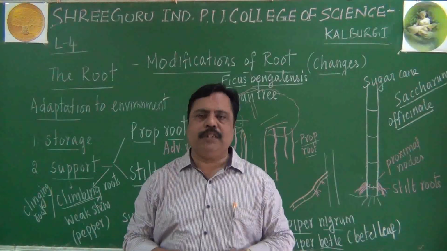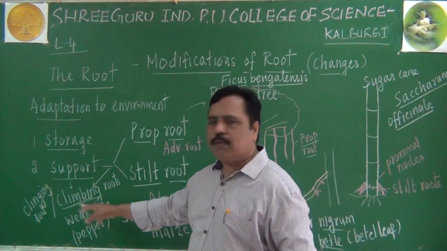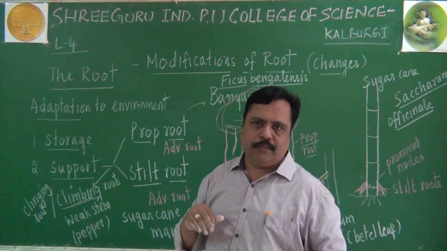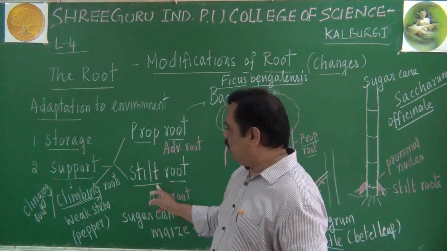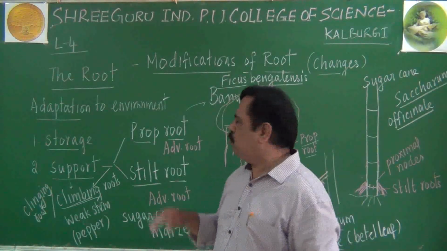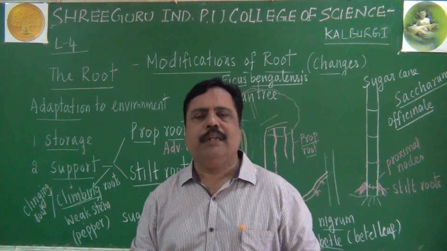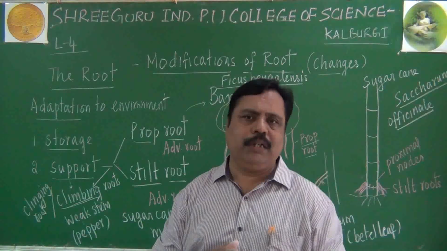What is the purpose of these roots? They are not meant for storage. They are meant for support only. And when they are supporting, they are derived from adventitious root. There is no taproot support, only adventitious root support we can come across. Make note of these different terminologies.